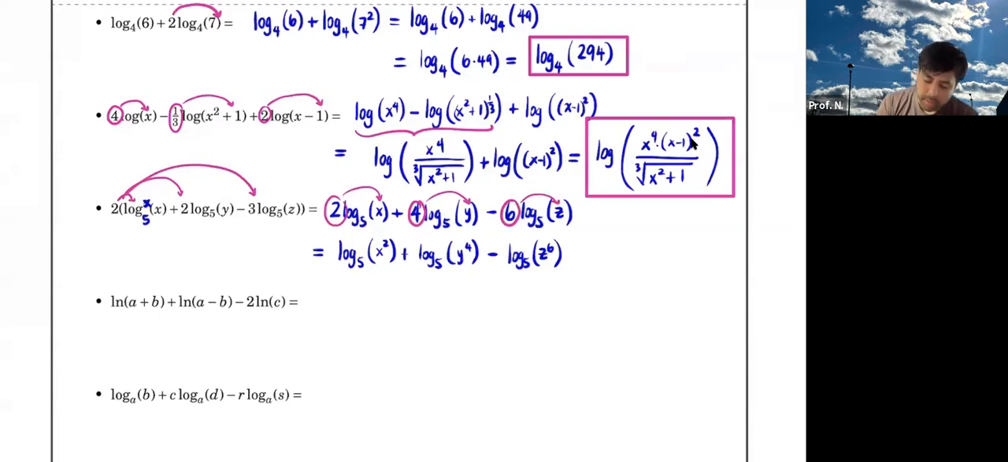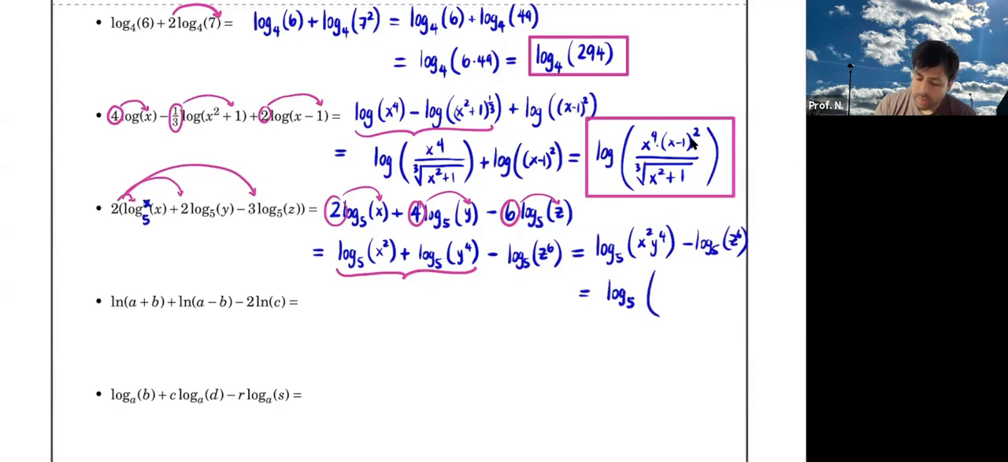And then what do you notice? You have a plus, you have a minus. So then the sum here can be replaced as a single logarithm by multiplying them. And I get log base 5 of x squared y to the 4th. This whole thing is minus log base 5 of z to the 6th. And then what happens? I got a minus in between, and I can rewrite this as a division, as a quotient. So this becomes x squared y to the 4th over z to the 6th. And this is my single logarithmic expression.